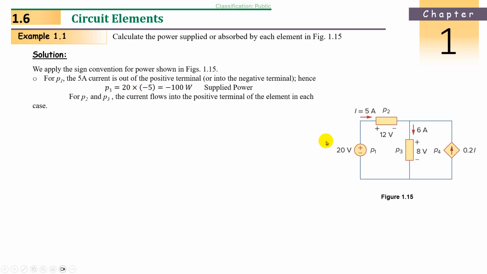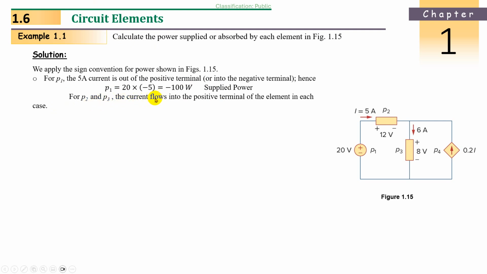So 20 is your voltage, current is 5. So power equation is V into I, voltage multiplied by I. So 20 is okay, 5 we are taking minus 5, because it is coming out from plus. If it is going inside plus, then it is plus 5. So it is 20 multiplied by minus 5, minus 100. So minus 100 means supplying power, delivering power.